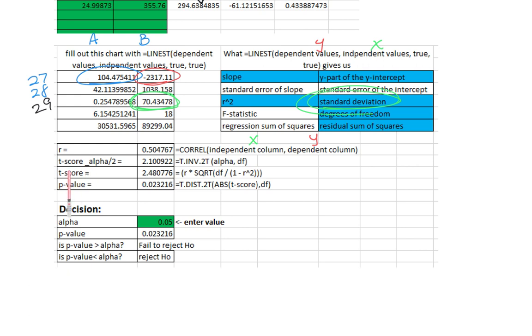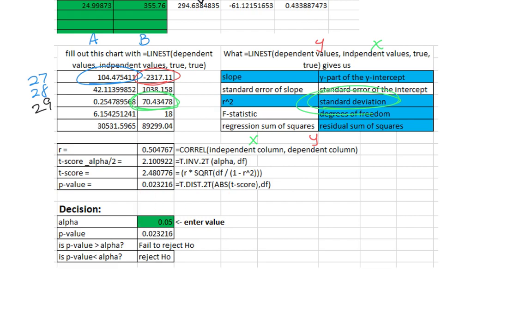Now here is my T alpha score divided by 2. This is my critical value. And so I do a T.INV.2T. I grab my alpha, and I divide by my degrees of freedom. And I don't have to worry about dividing by 2 because this two-tailed test does it for me. The degrees of freedom should be my n minus 1. So if I don't have n-1 somewhere, I have to make sure that I have it somewhere in my spreadsheet that I'm doing an n-1.